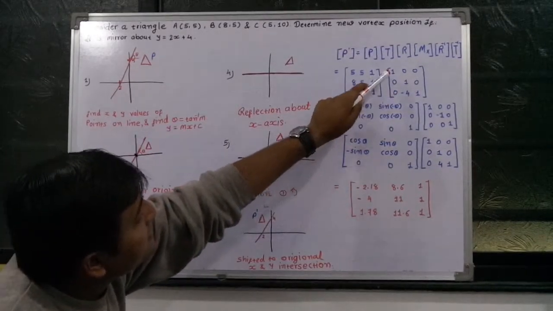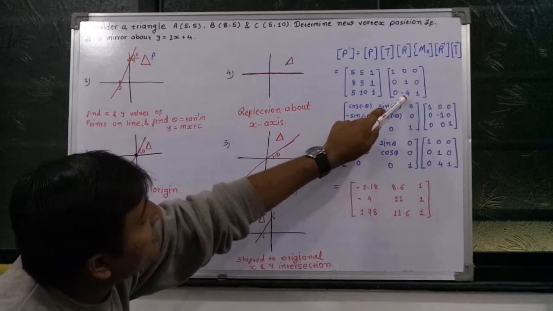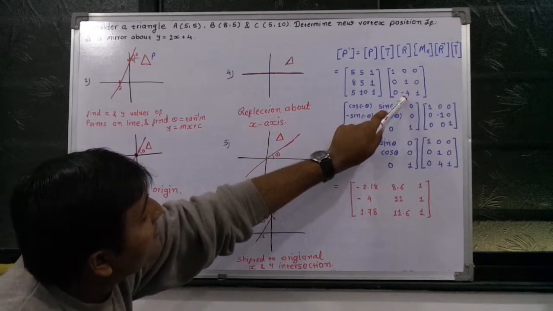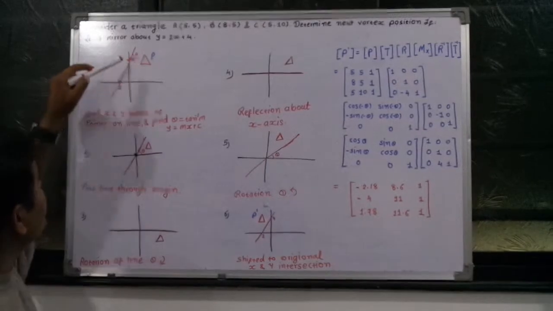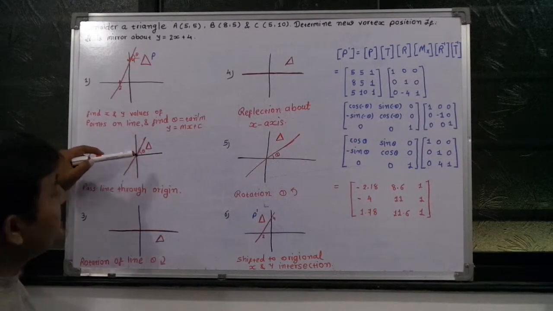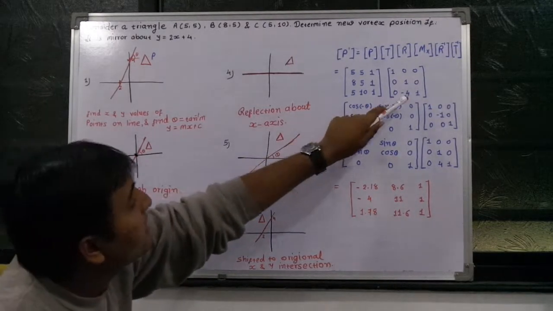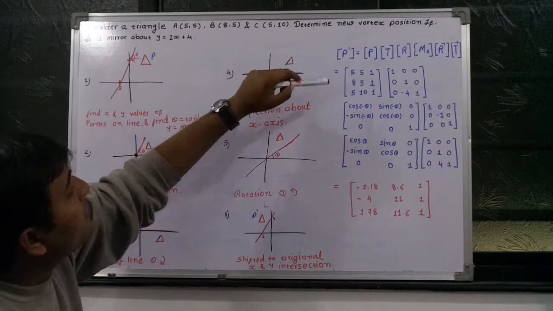Here I'm taking the common matrix: 1, 0, 0, 0, 1, 0. The tx value is 0 and the ty value is minus 4, because we are shifting from 4 to 0. We are shifting this line by minus 4 units in the y direction, that's why: minus 4, 1.